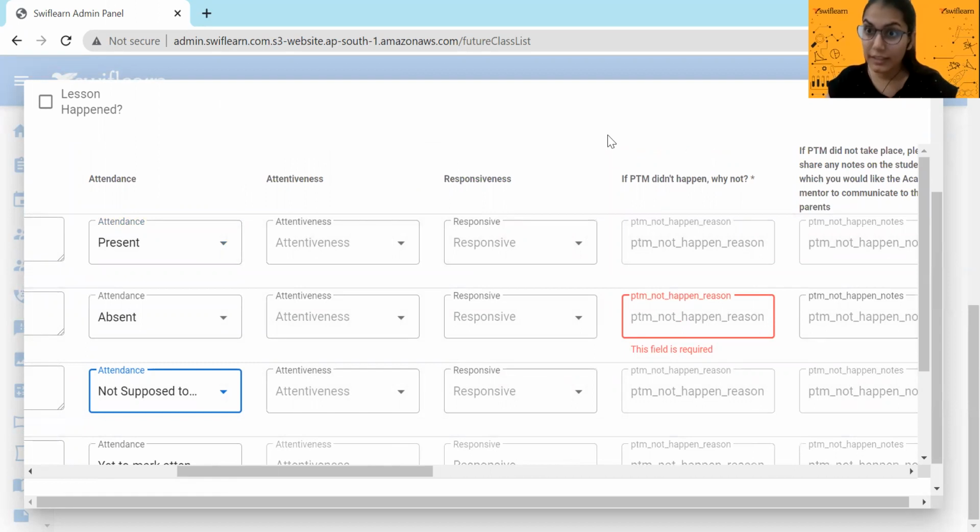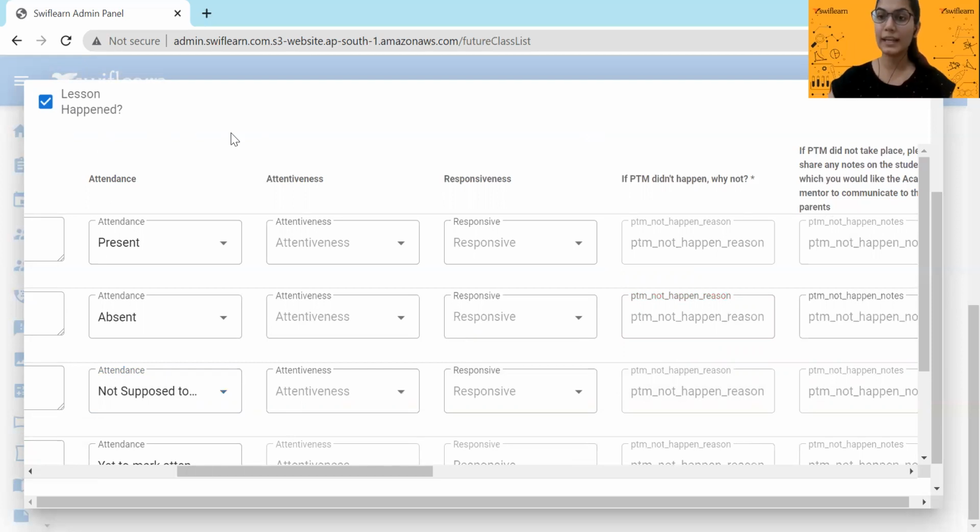Now, for our third case, that is, if this is the second lesson of the PTM, here there would be only a PTM of maybe 1 or a maximum of 2 students. In such a case, as you all know, there will be an LP attached for you to teach during the class. So please make sure, can you see this tick mark box? Kindly check this, which says that lesson did happen.